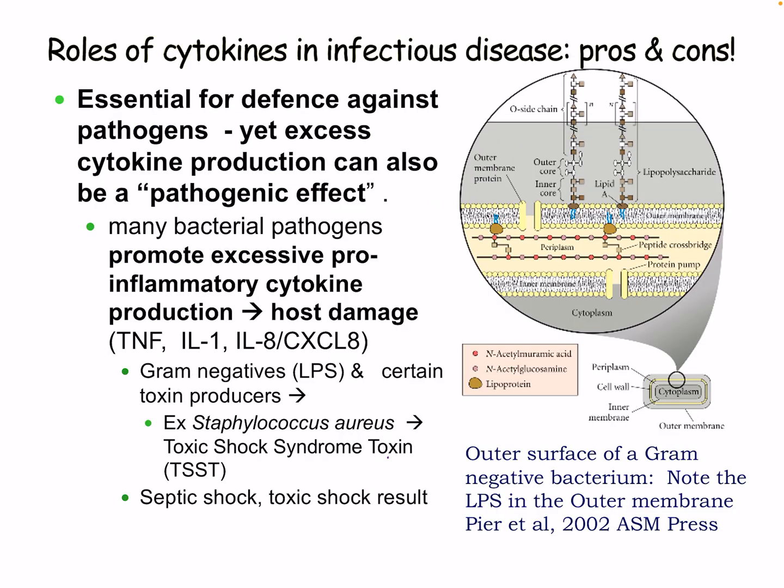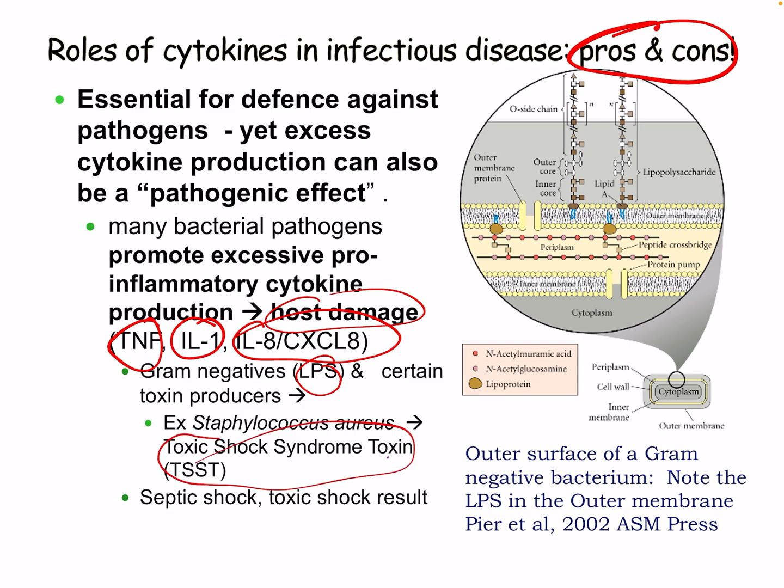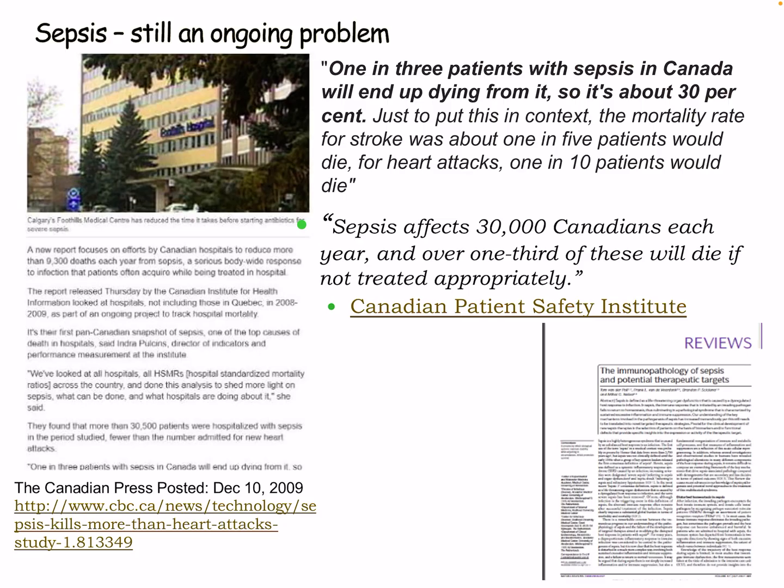So, the roles of cytokines in infectious disease. There are both pros and cons, as we just said. Cytokines are essential for defense against pathogens, yet excess cytokine of pretty much most types can also have a pathogenic effect. Many bacterial pathogens promote excessive pro-inflammatory cytokine production and can cause host damage. This includes TNF, like we just saw, IL-1, including alpha and beta, and IL-8. Examples would be gram-negatives like LPS and certain toxin producers such as toxic shock syndrome toxin, which can cause septic shock, and toxic shock can then result, and this can be fatal.